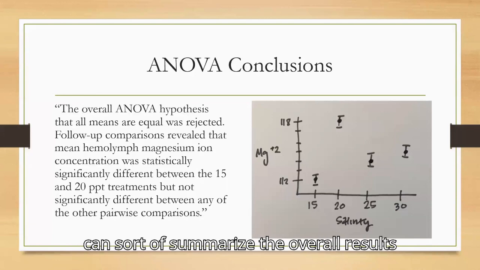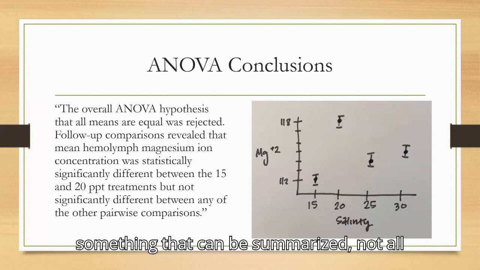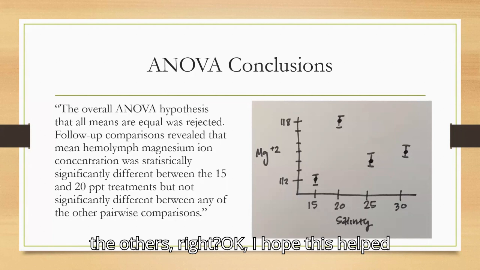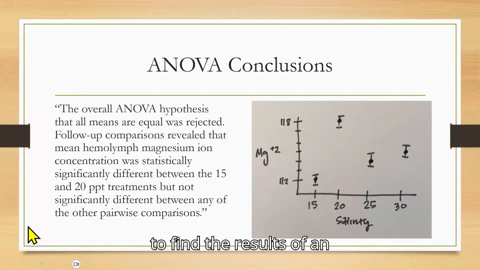So you can sort of summarize the overall results if it's something that can be summarized, not all the others, right? Okay, I hope this helped you understand how to do calculations to find the results of an ANOVA hypothesis test.